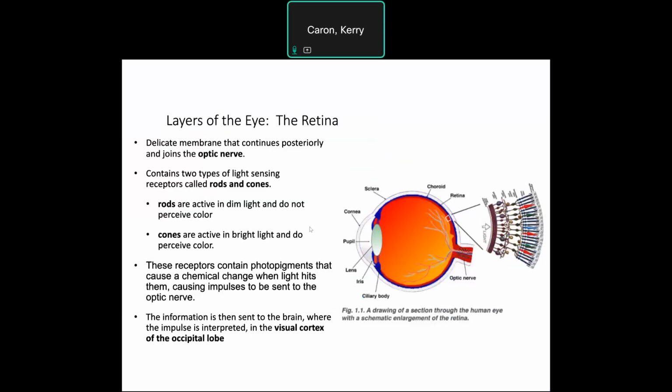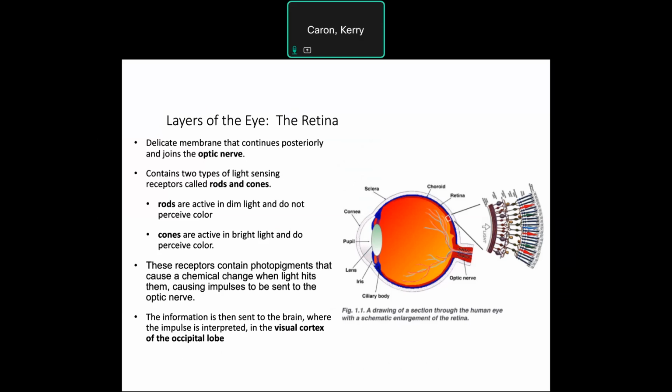Okay, so I mentioned the retina a lot, and this is very, very important. The third layer, so we have the sclera, the choroid, and the retina. The third layer is a delicate membrane. It's the back of the eye, and it has two types of photoreceptors, or light sensing receptors, called rods and cones. Rods are active in dim light and do not detect color, whereas cones are active in bright light and do perceive color.